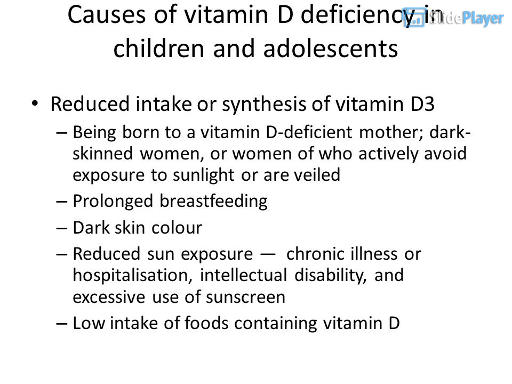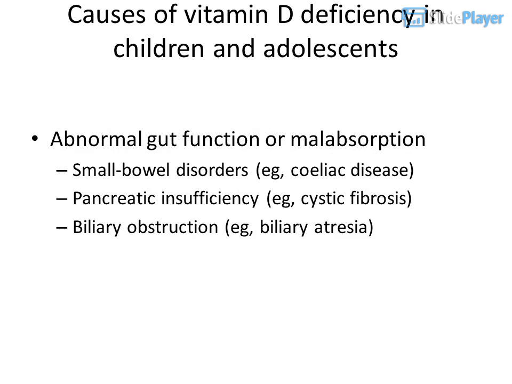Causes of vitamin D deficiency in children and adolescents: reduced intake or synthesis of vitamin D3. Being born to a vitamin D deficient mother, dark-skinned women, or women who actively avoid exposure to sunlight or are veiled. Prolonged breastfeeding. Dark skin color. Reduced sun exposure, chronic illness or hospitalization, intellectual disability, and excessive use of sunscreen. Low intake of foods containing vitamin D.